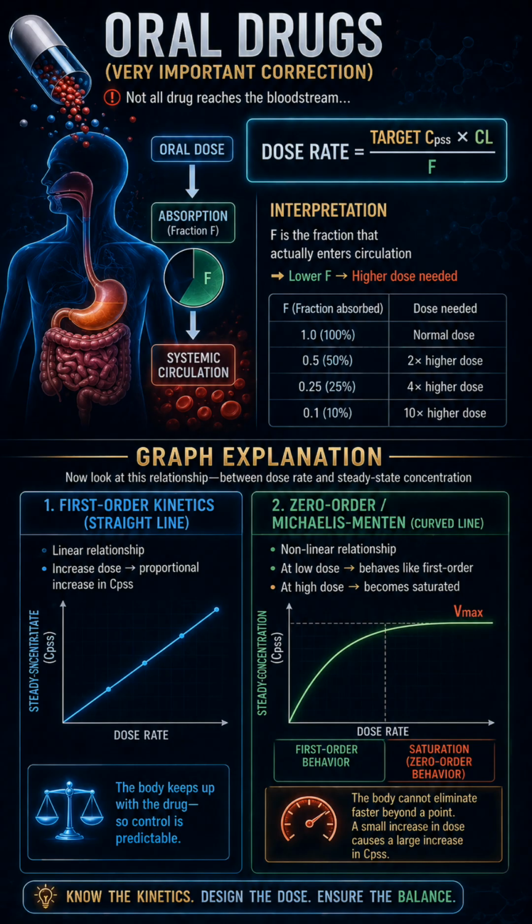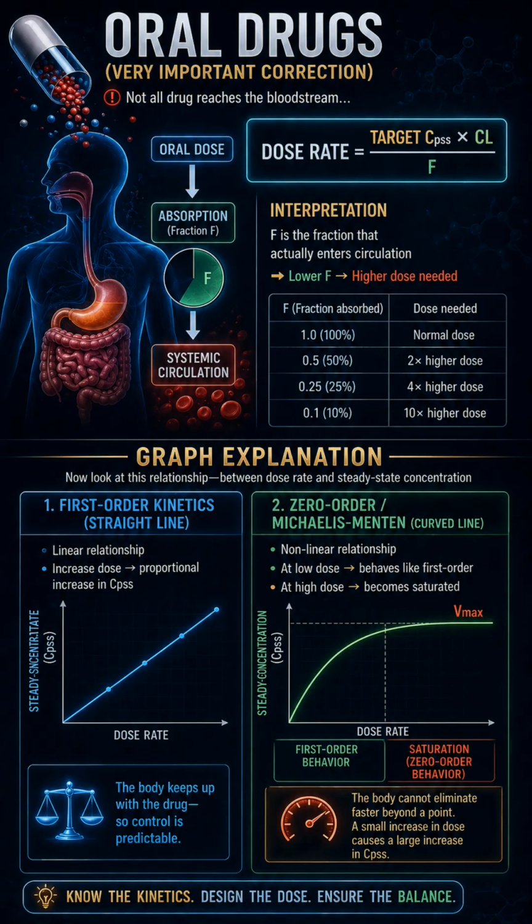Now you can see a graph on the screen. Let's look at this relationship between dose rate and steady state concentration. Here, first order kinetics is the straight line, a linear relationship. An increase in the dose is proportional to the increase in Cpss. The body keeps up with the drug, so control is predictable.